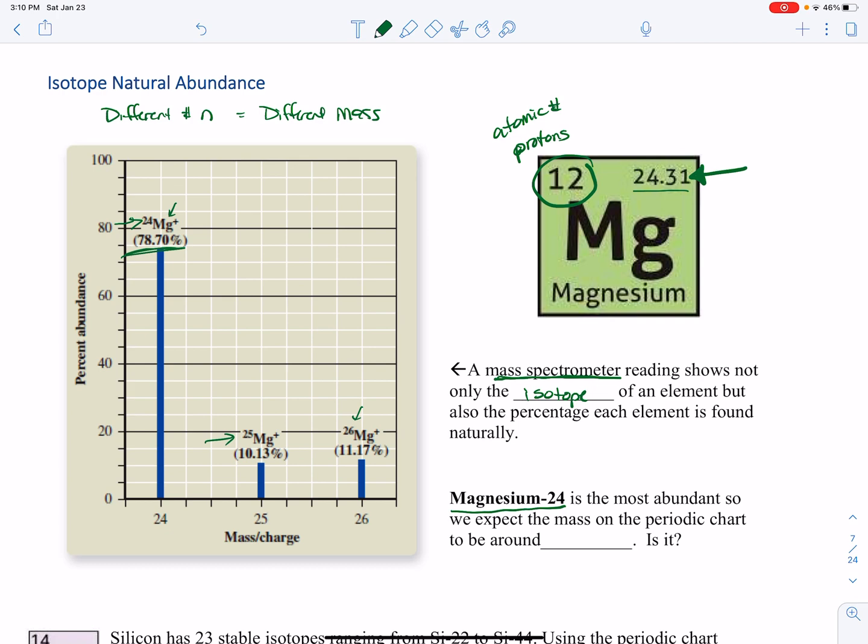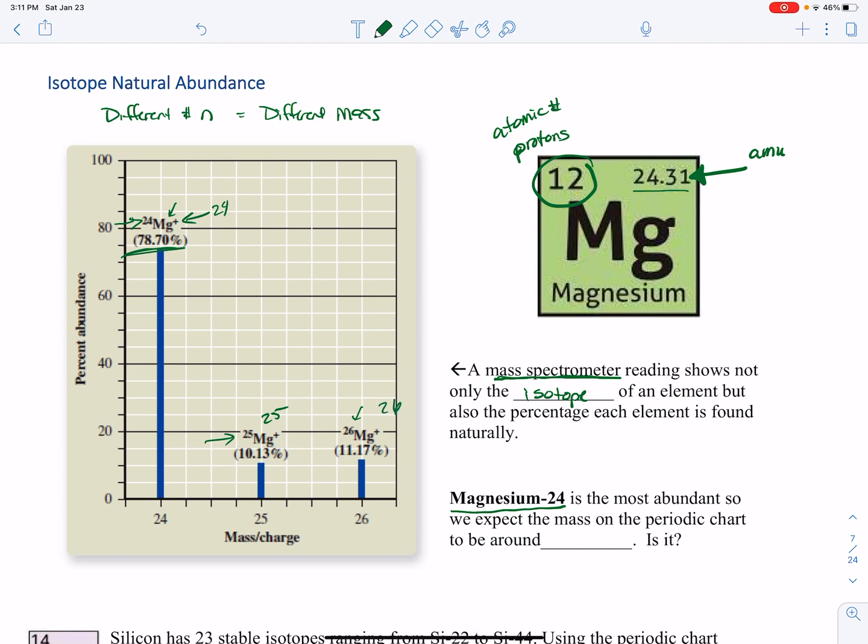AMU is the same thing, or very similar. It's a unit we use to measure the masses of atoms, because atoms are so small. When we measure ourselves or chemicals, we usually use grams or kilograms, but atoms are on the order of 10 to the 23rd smaller than all of those things. So we use AMUs. What this number takes into consideration is this one's mass, which is right around 24 with some decimals, this one's mass, and this one's mass.